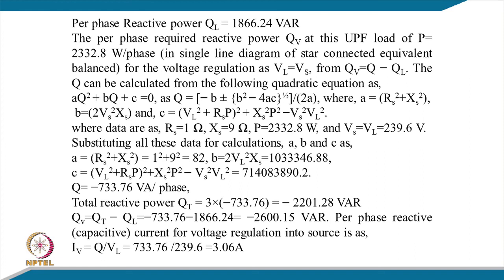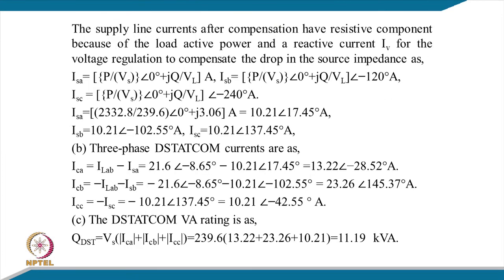And we can find out QV equal to QT minus QL. So, keeping this value, it comes out that it has not only to regulate the voltage, but also to feed the reactive power of the load. So, it comes to minus 2600.15 VAR per phase reactive power for the voltage regulation into the source, and we can find out the current as Q upon VL. So, that comes 733.76 divided by 239.6, and that gives a current of 3.06 ampere of the STATCOM.